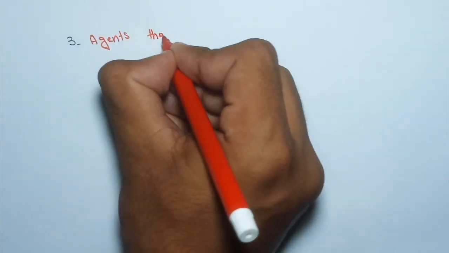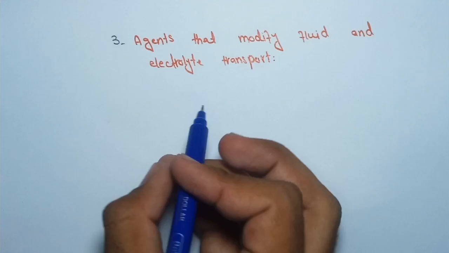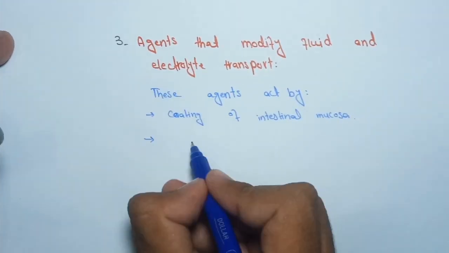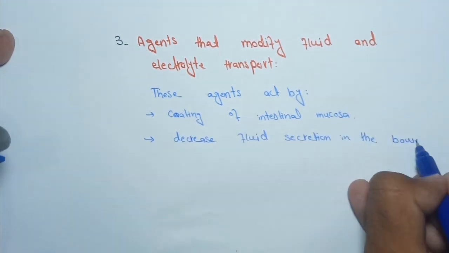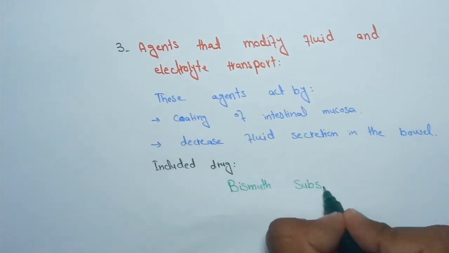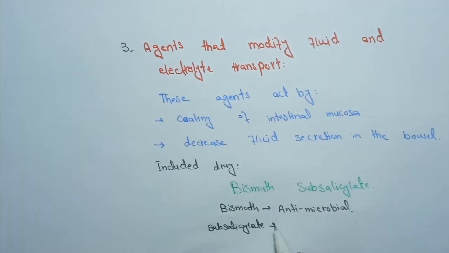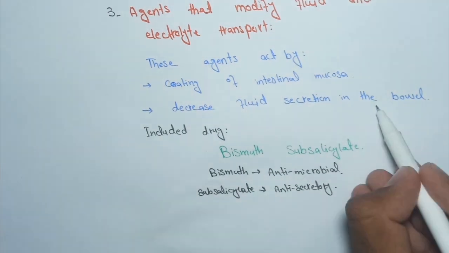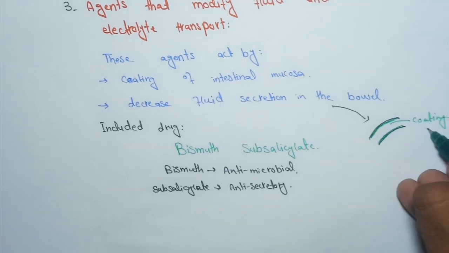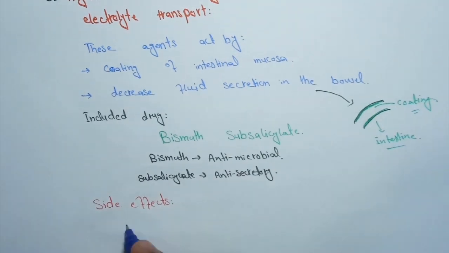Now we will discuss the third and last class of anti-diarrheal drugs, which is agents that modify fluid and electrolyte transport. These agents act by coating the intestinal mucosa, and they also decrease the fluid secretion in the bowel. It only includes 1 drug, which is bismuth subsalicylate. Bismuth has antimicrobial activity, while subsalicylate has anti-secretory activity. Here you can see this intestine, and this is the coating of bismuth subsalicylate. Side effects of this class include black tongue and black stools.